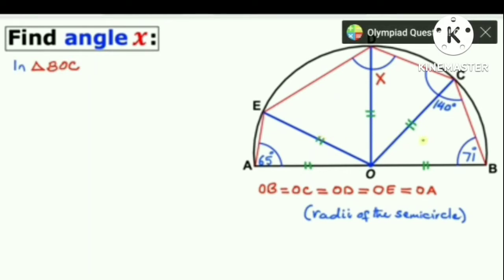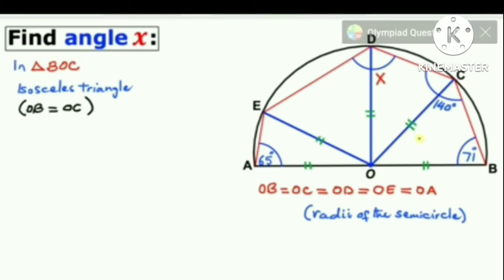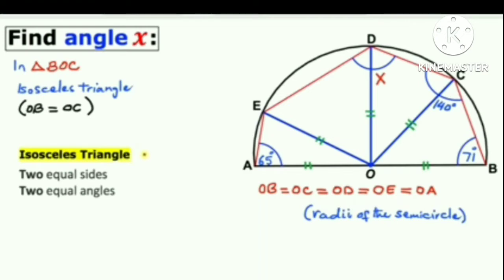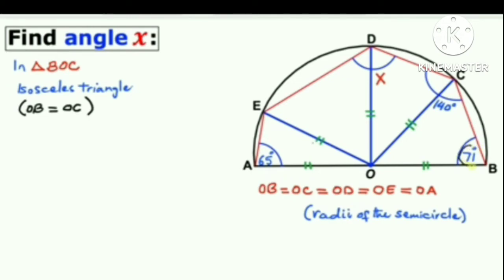Now let's focus on this triangle BOC. We can see that this triangle is an isosceles triangle, since OB equals OC, since both are the radii of this circle. And here's the definition of an isosceles triangle: a triangle which has two equal sides or two equal angles. So therefore, this angle has got to be equal to this angle. This is going to be 71 degrees as well.